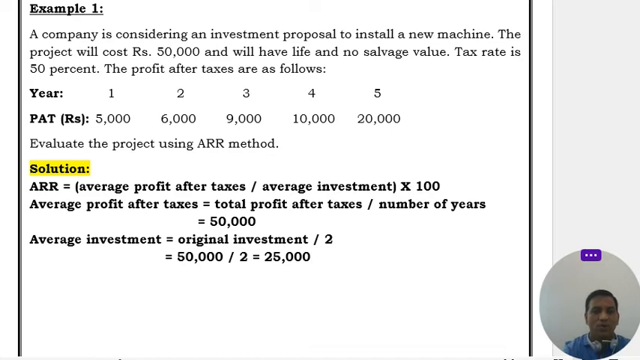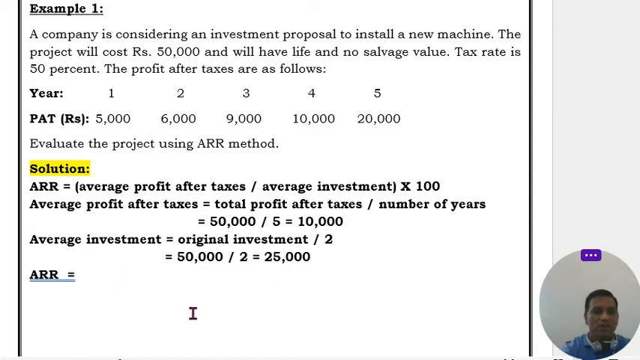So you have both the formulas. Now substitute, you have both the values, numerator and denominator. Numerator, average profit after taxes: total profit after taxes divided by number of years, 5. That equals 10,000. So average profit after taxes is 10,000 and average investment 25,000.